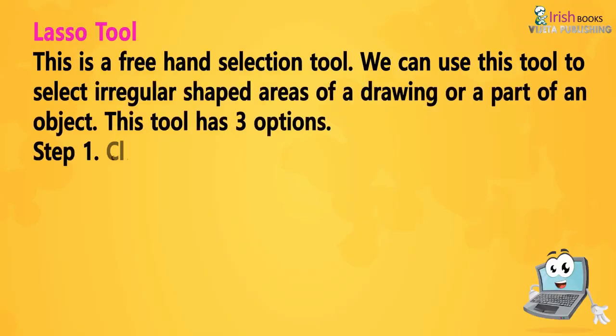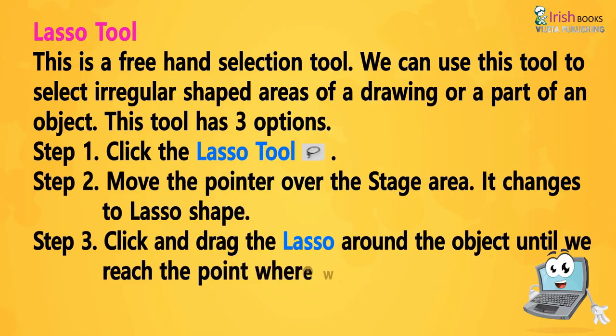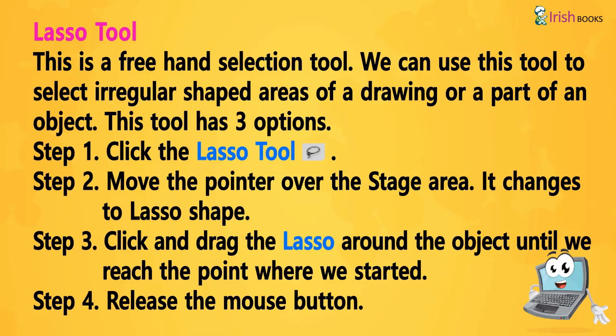Lasso tool. This is a freehand selection tool. We can use this tool to select irregular shaped areas of a drawing or a part of an object. This tool has 3 options. Step 1. Click the lasso tool. Step 2. Move the pointer over the stage area. It changes to lasso shape.